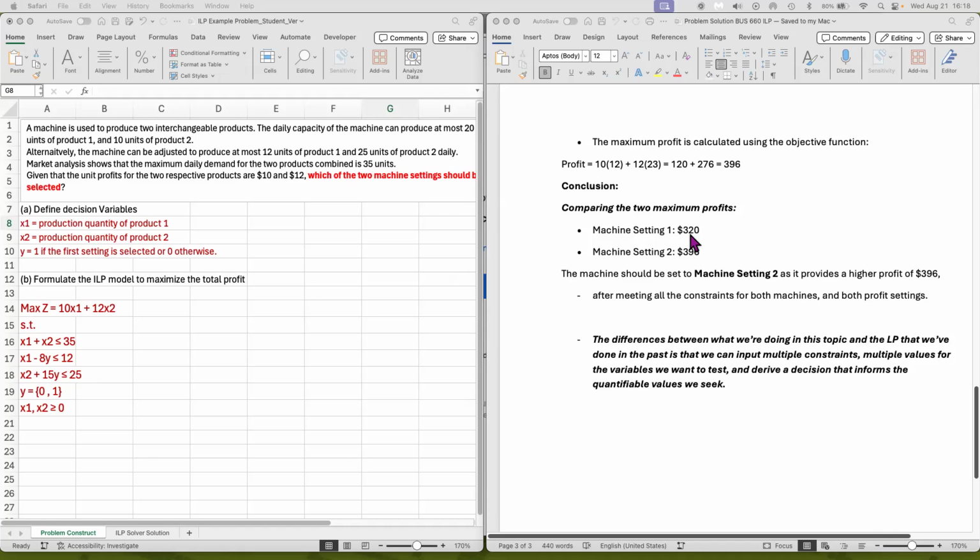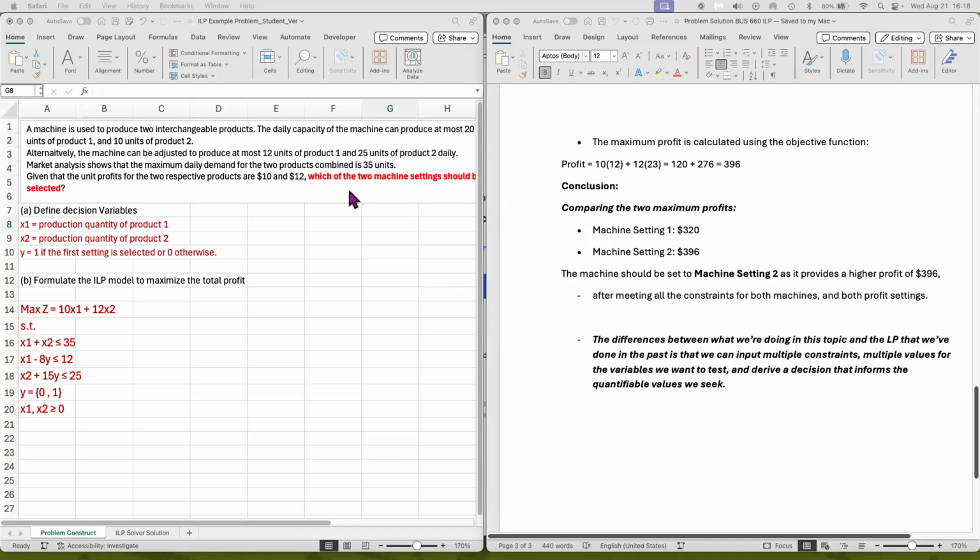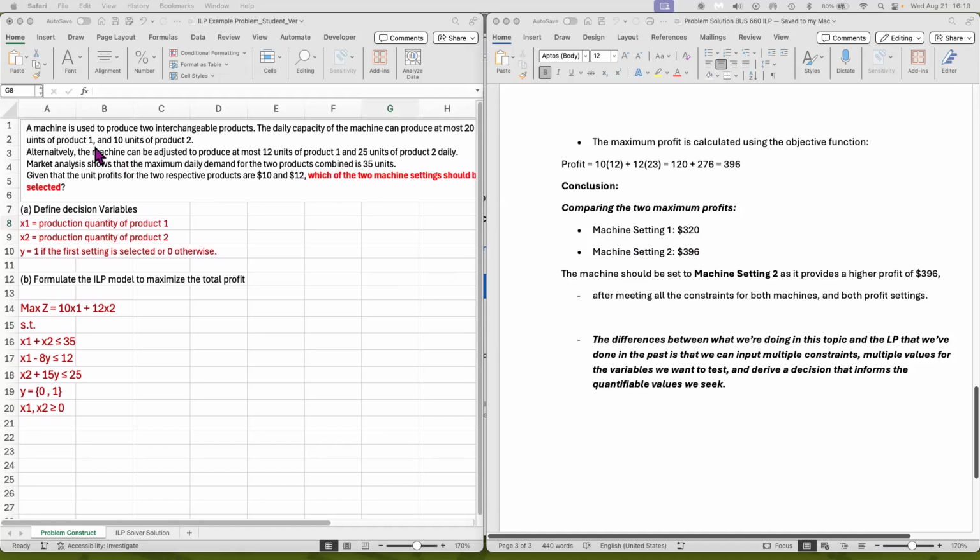Now, the first setting for the product that we had was 20 and 10. Well, we know that that only produces $320 in profit. But when we set the machine at setting 2, which is 12 units of product 1 and 23 units of product 2, that does two things. It satisfies the constraint for 35 units, which is the demand maximum.